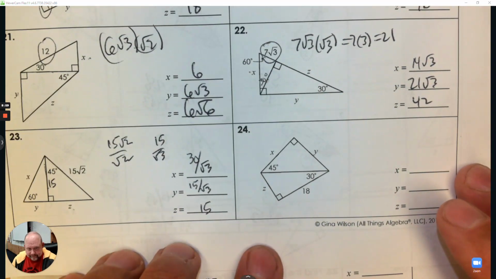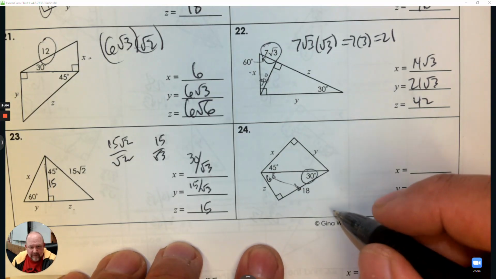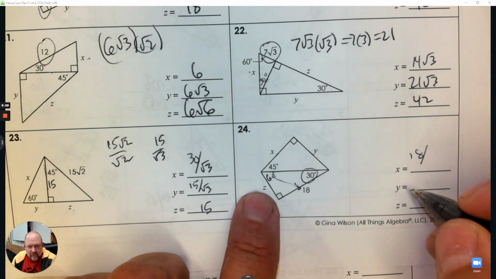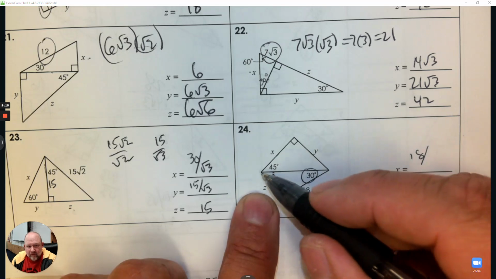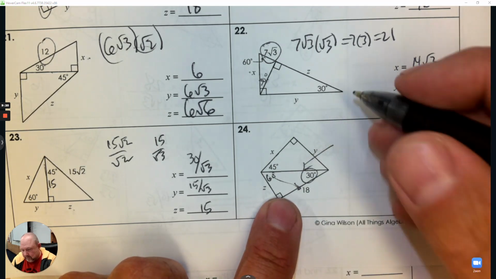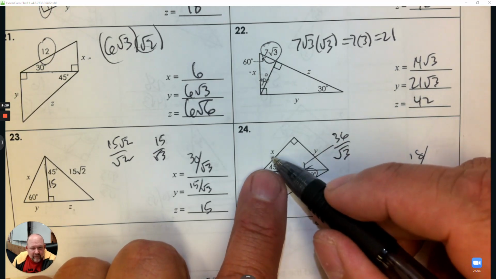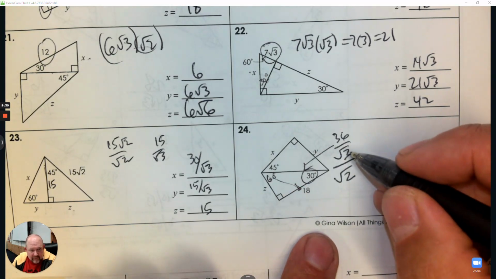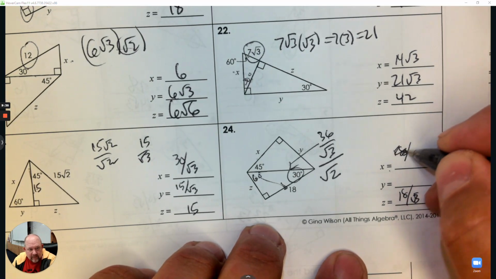All right, last one. So here we have, this is opposite of 60. So to find the short leg, I divide by root 3. So I take 18. Oops, I'm doing z. 18 divided by root 3. To find this hypotenuse, we double that answer. So that side that we don't see there, that's double that, which is 36 over root 3. And then to find the legs, we take that answer and divide by root 2. So that'll end up being 36 divided by root 6 for x and y.